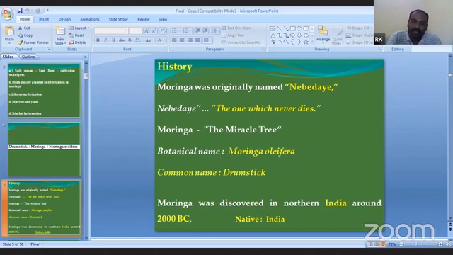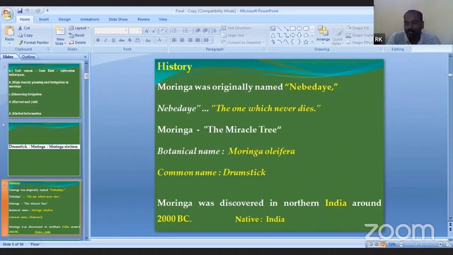Okay. So what is the native country of Moringa? India is the native country of the Moringa tree. Moringa was discovered in northern India around 2000 years BC, before Christ. If you go through the history, a lot of history is there, but this is the relevant history, that's why I am putting that.